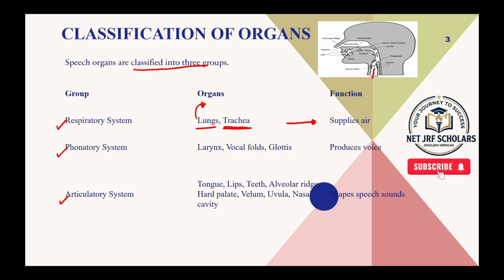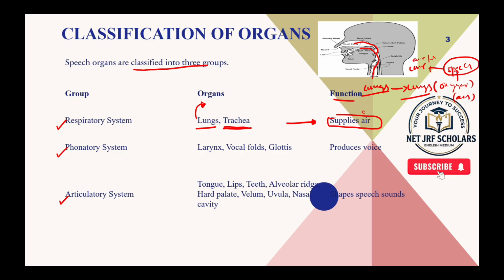In the respiratory system we have lungs and trachea, that is where the air is supplied. The air first starts from the lungs and then follows the vocal tract, so that it is released either from the oral cavity or from the nasal cavity. That is important here. The source of air for speech is the lungs. When you do not have enough oxygen or air, then you cannot produce speech sounds. So the source of speech sounds is the air from the lungs, and its main function is to supply the air for speech.